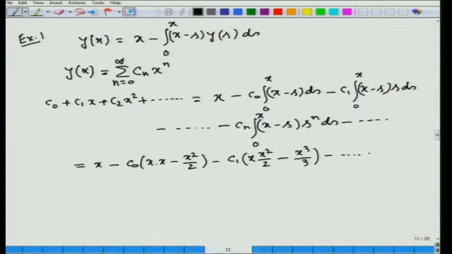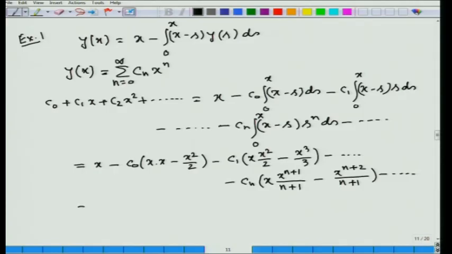In this way, the general term will be minus C n x into x to the power n plus 1 by factorial n plus 1 minus x to the power n plus 2 divided by n plus 2 minus dot dot. So, this is actually the general term that we will be getting after integration.